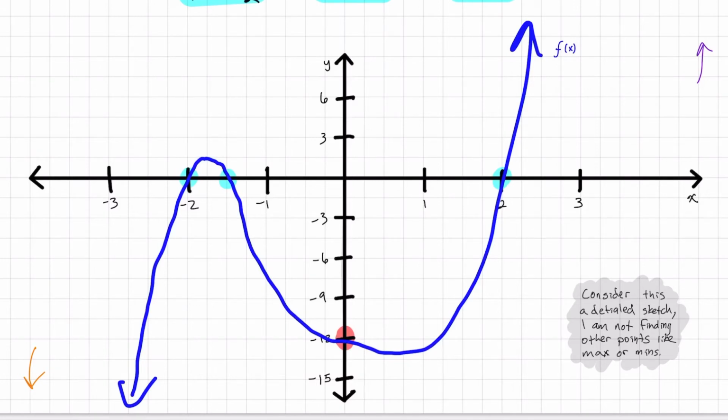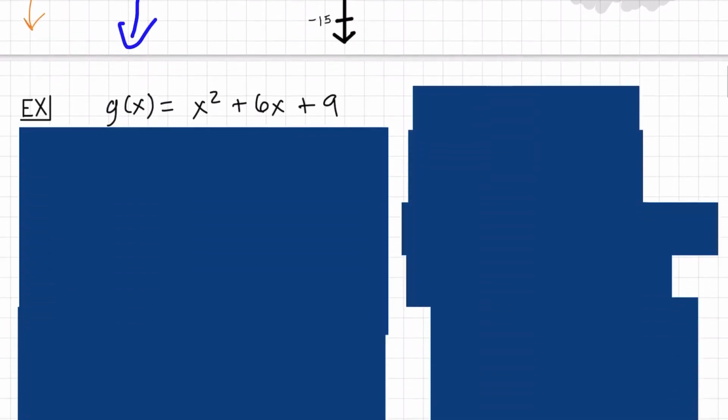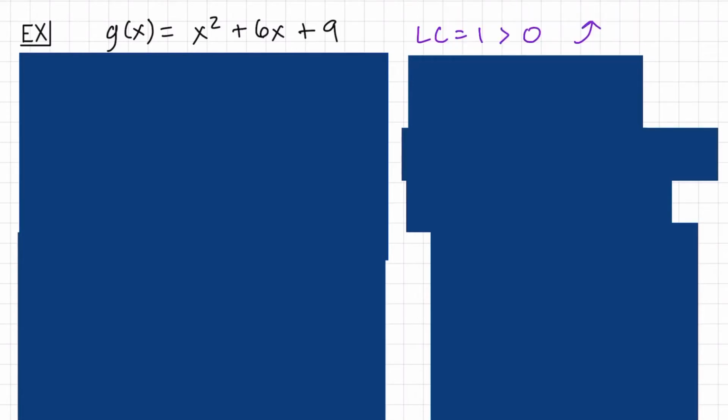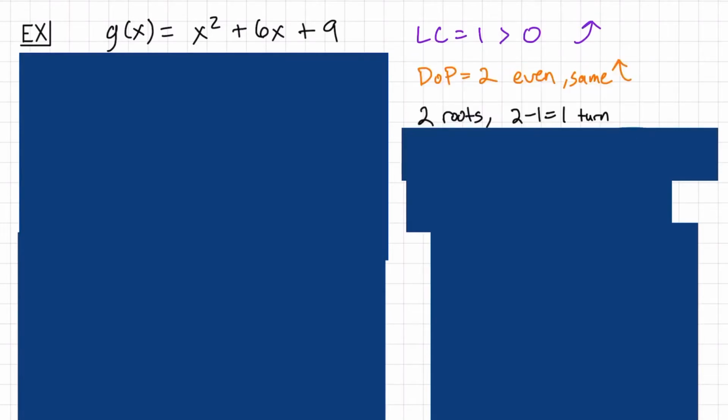All right, let's move on to a second example. This time we have g of x is x squared plus 6x plus 9. Let's do the things that we did last time with the end behavior. So what's our leading coefficient? Well, it's just 1, which is positive, so we're rising to the right. Then our degree of the polynomial is 2, so that means that it is even, so it will also rise to the left because it's the same end behavior as the right.